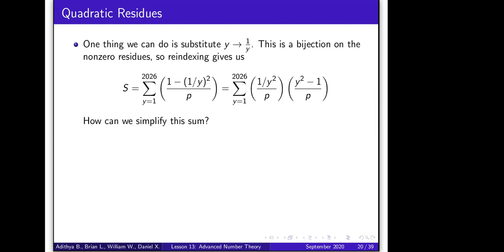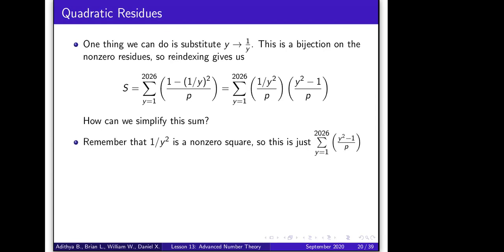Yeah, so remember that the Legendre symbol finds quadratic residues. So 1 over y squared is obviously a quadratic residue. We already wrote it as a square. So (1/y squared over p) is equal to 1. So this is just the sum from y equals 1 to 2026 of (y squared minus 1 over p).